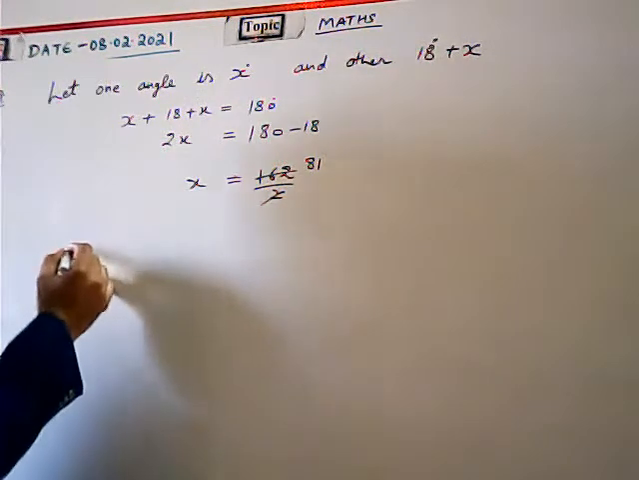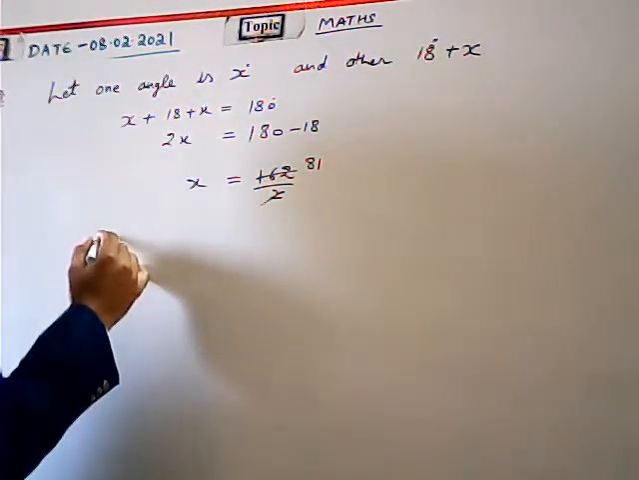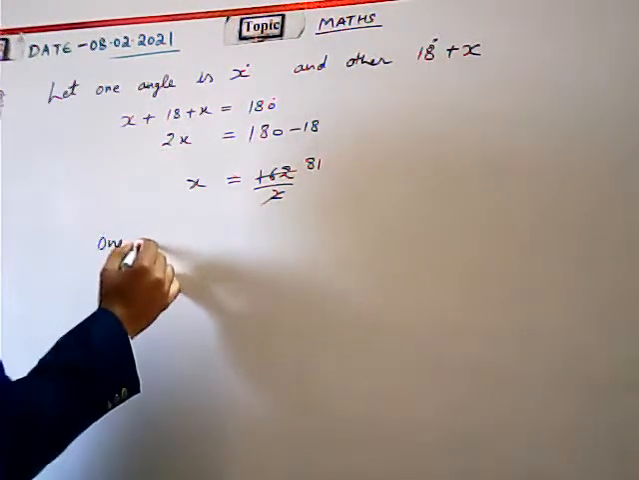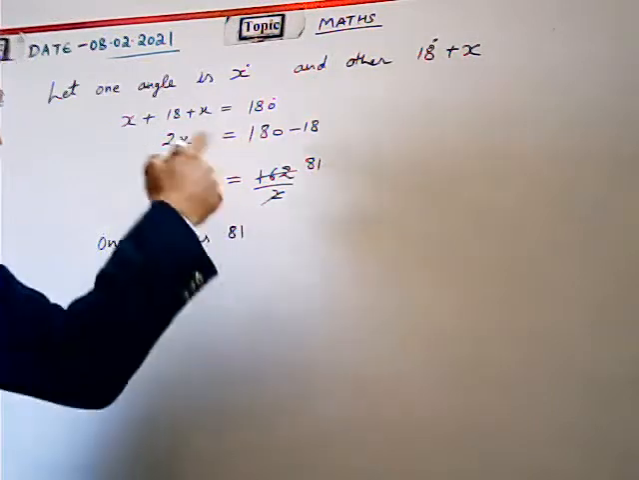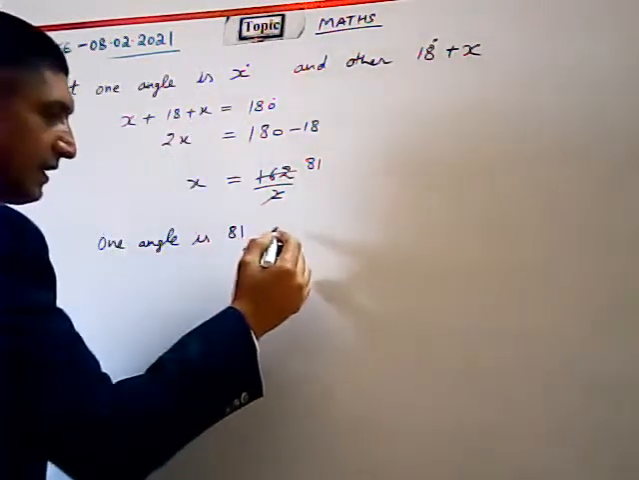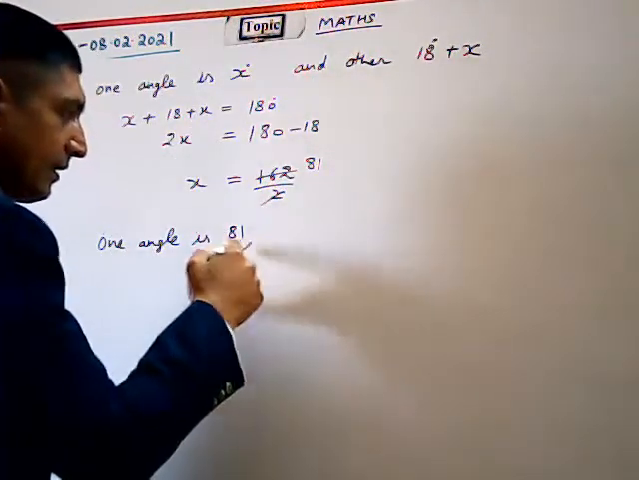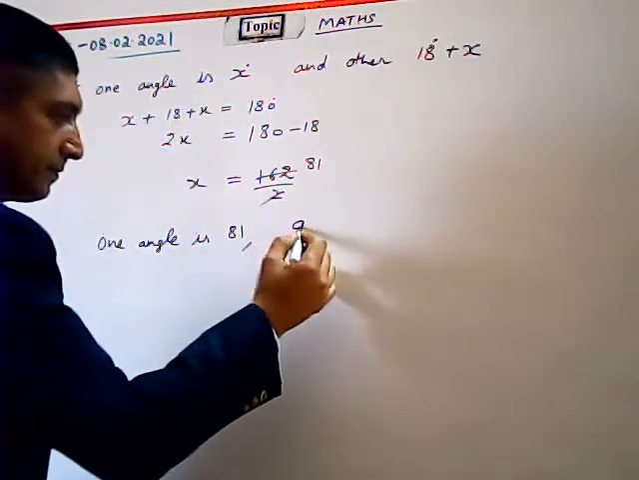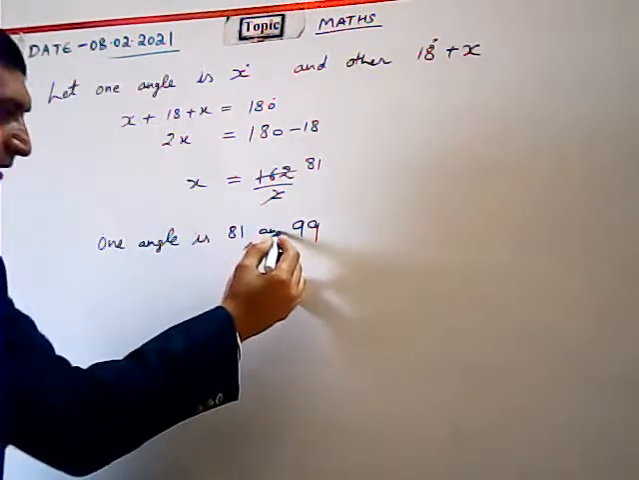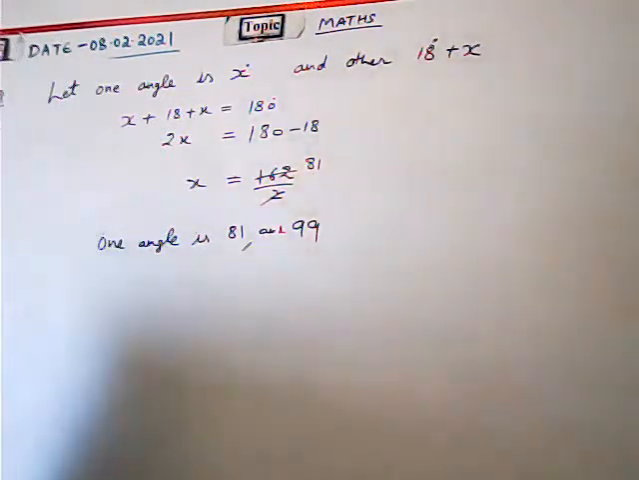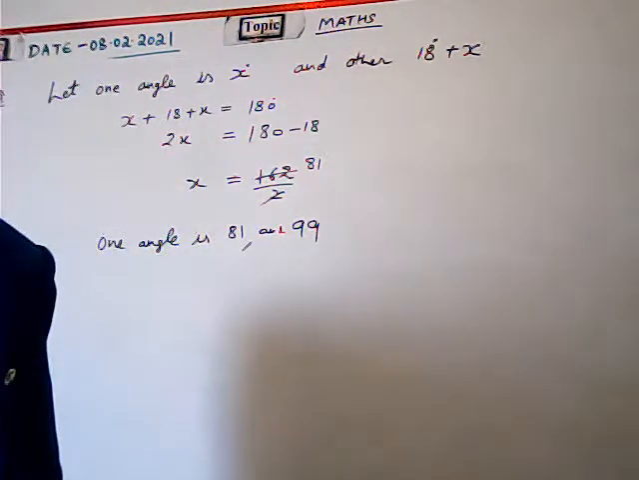Therefore one angle is 81 and another is plus 18, that is 99, and the other is 99. So these are the two supplementary angles which are asked.